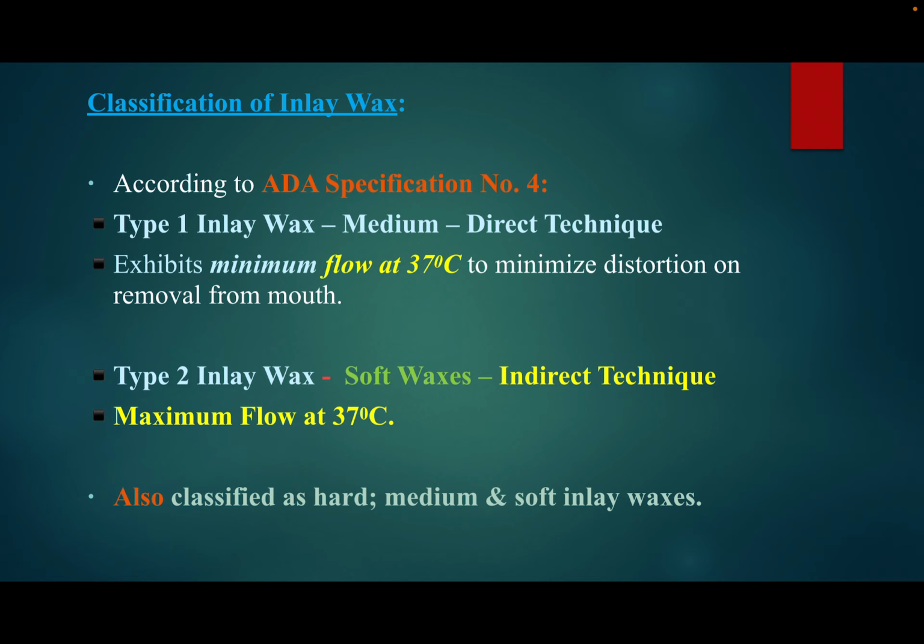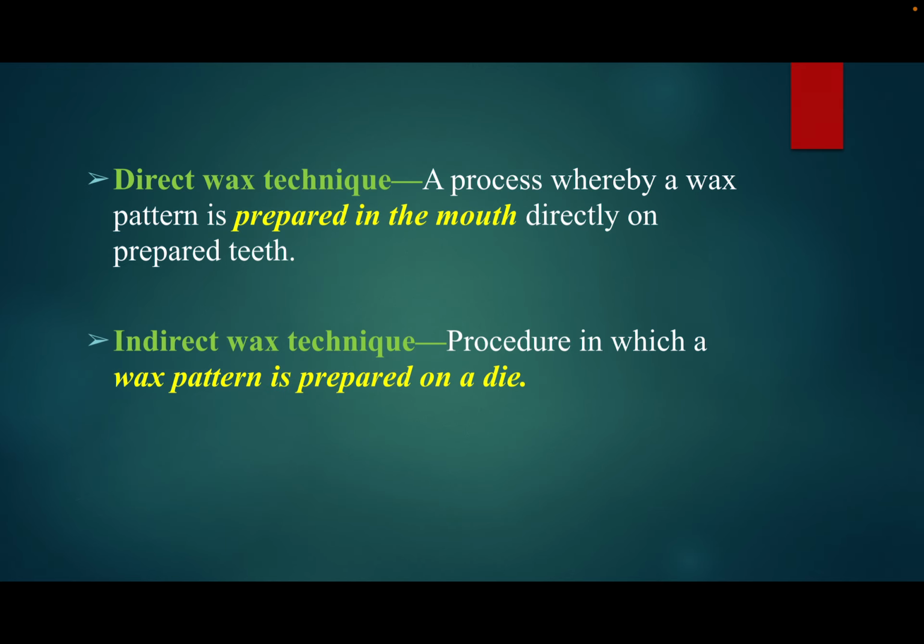Classification of inlay wax. According to ADA specification number 1, inlay wax can be classified into type 1 and type 2. Type 1 is medium wax which is made by direct technique. It exhibits minimum flow at 37 degrees Celsius to minimize distortion on removal from the mouth. Type 2 inlay wax is otherwise known as soft wax which is manufactured using indirect technique, which shows maximum flow at 37 degrees Celsius. It can also be classified as hard, medium and soft inlay wax.